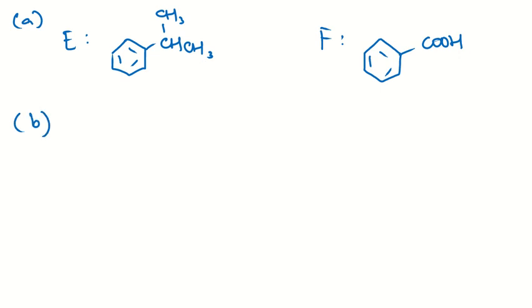Explain why compound E undergoes oxidation. Okay, if we take a look at compound E, at this isopropyl group, you can see that there is a hydrogen atom attached to the carbon bonded to the benzene ring. So this is what we call a benzylic hydrogen. So if we need to explain why compound E undergoes oxidation, it's simply because compound E has benzylic hydrogen.